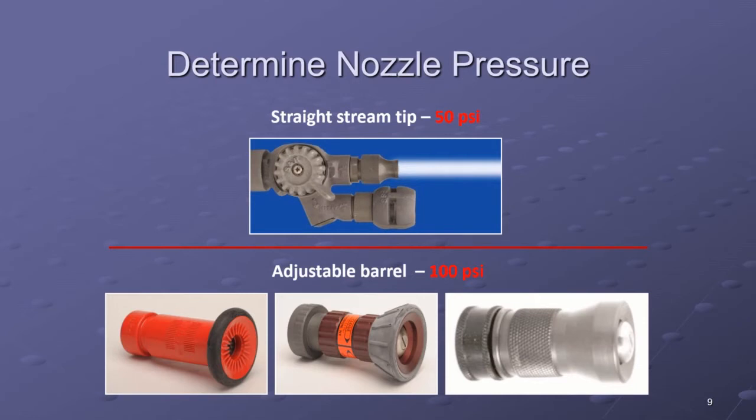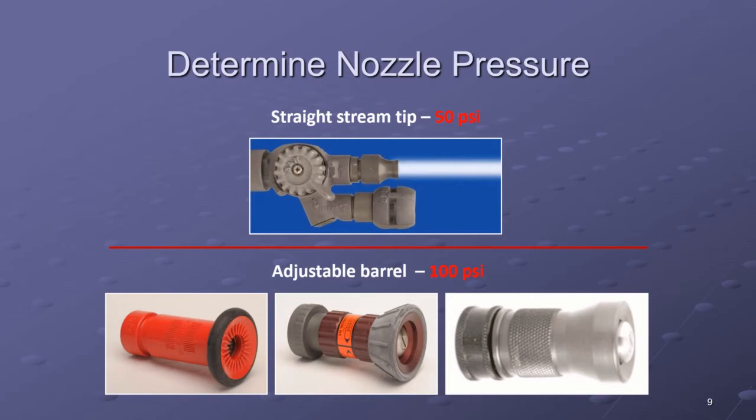So, nozzle pressure. It says determine nozzle pressure as if it's step one. It is step one. I have to put my nozzle pressure in the top of my equation. So, it's desired nozzle pressure. Nozzle pressure is 50 or 100. If I go to defining what nozzle pressure is, it's simply the pressure at the nozzle. And it is whatever it is after we've lost pressure for friction loss and for head pressure. And you end up with whatever pressure's out there.